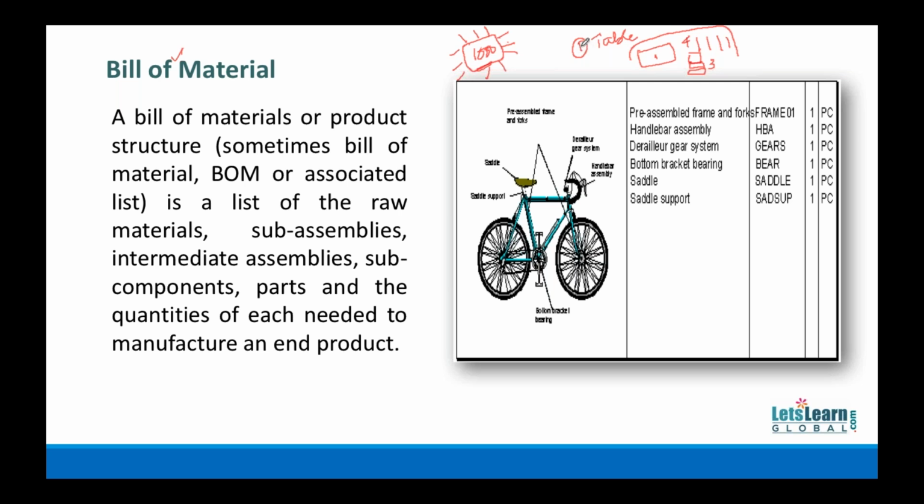As the table number increases, these quantities will also increase. Okay, this is called BOM. Say, for example, a bicycle: two tires, one seat, one mudguard, one handle, one bell, two pedals, one chain box, and so on. This is called a BOM. Just an example.